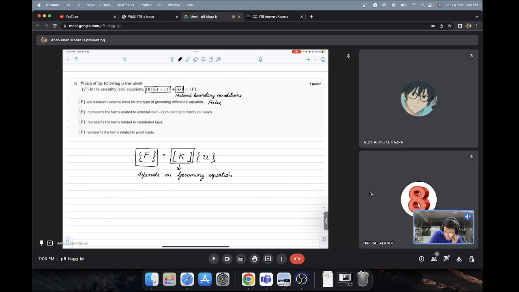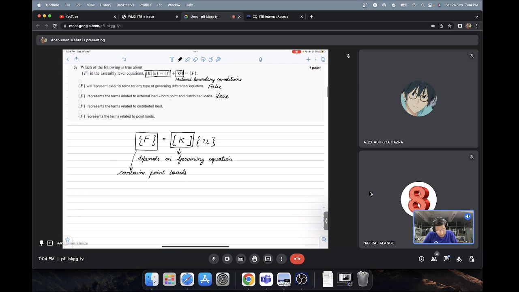The next is: F represents the term related to external load, both point and distributed load. So this is true because this F contains everything. What happened to distributed load? That is also converted into these discrete points. I will give an example of distributed load.